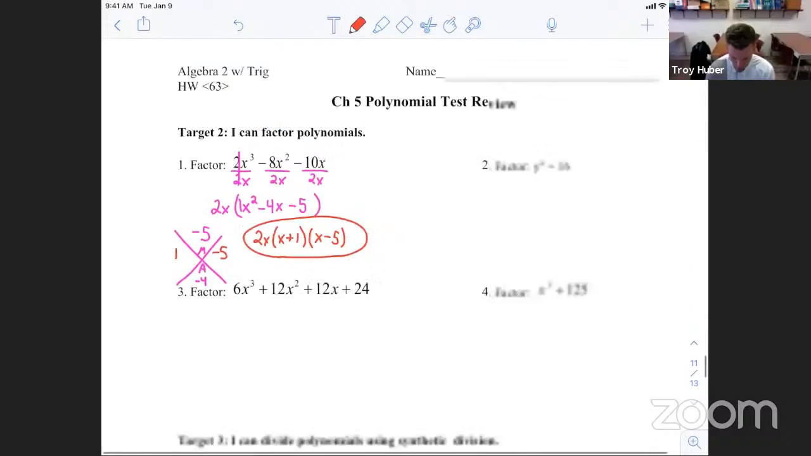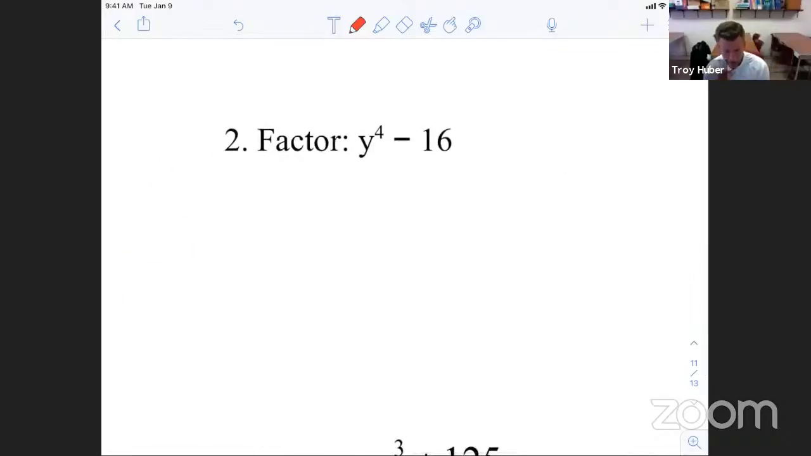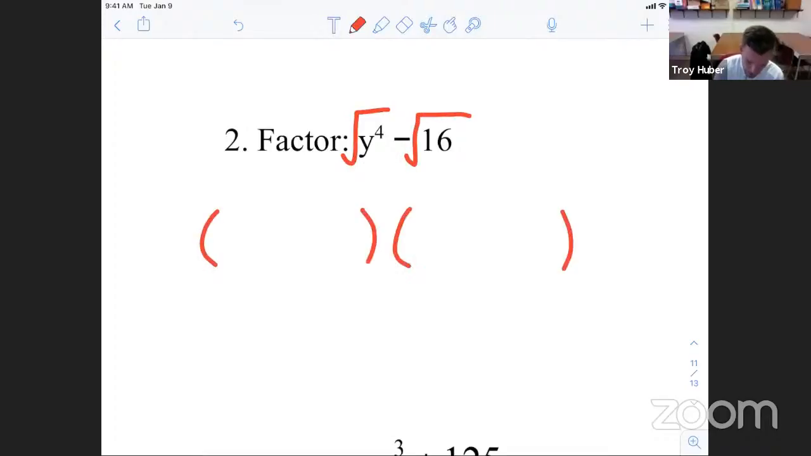Let's move right along to number 2. You'll notice we only have 2 terms. That's what we call a binomial. Whenever you have a binomial, we always look to see if this is subtraction. If it is, chances are we have difference of squares. So what you can do is take the square root of the first term and the square root of the second term. The square root of y to the 4th power is going to be y squared, because y squared times y squared is y to the 4th. The square root of 16 is 4, because 4 times 4 is 16.